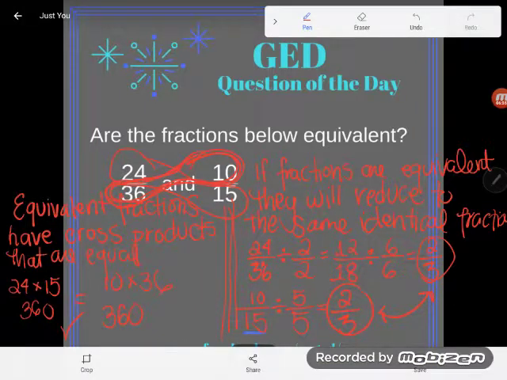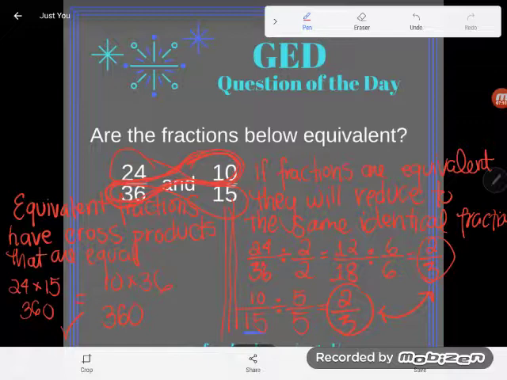24/36ths and 10/15ths may not have looked equivalent, but they are, because they share the exact same relationship. For every 2 numbers in the numerator, there are 3 in the denominator. I'm going to say that again. For every 2 things in the numerator, there are 3 in the denominator. The relationship they share is 2/3. They're both equivalent to 2/3. That would be another way to prove fractions equivalent.